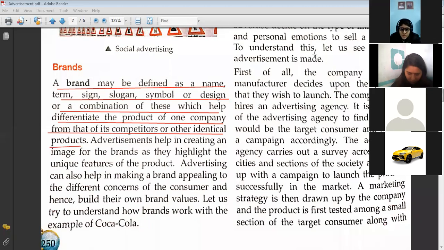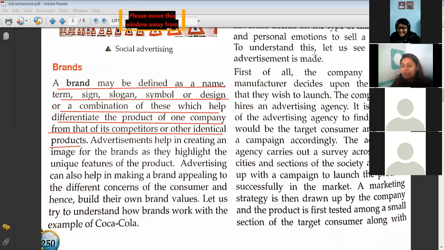Ma'am, Apple. Toyota. Third one is Apple, and the last one is Mercedes-Benz. The first one is Adidas. Very good. Yes, Ayushi. The second one is Starbucks. The third one, Apple. And yes, Daksh, what is the fourth one? Toyota. No, ma'am, Mercedes-Benz.